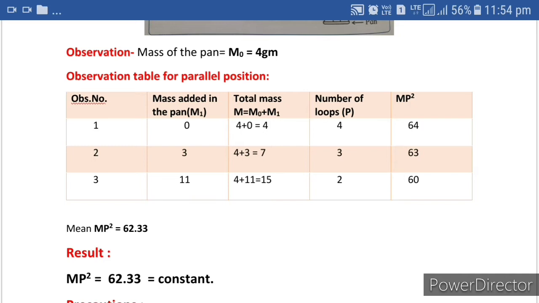So for the first reading, mass added in the pan is 0, that is for the empty pan, and MP square is 64. For the second observation, mass added in the pan is 3 gram and MP square is 63, and for the third reading, mass added in the pan is 11 gram and MP square is 60. So the mean MP square is 62.33, and finally our result is that MP square is 62.33, which is constant.